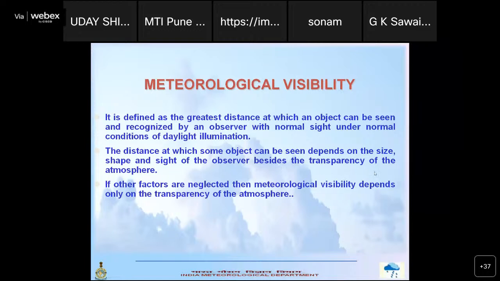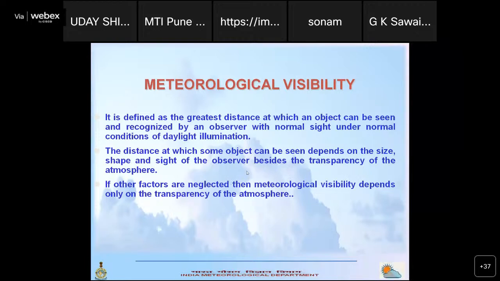Besides that, there is the transparency of the atmosphere. If the atmosphere is clear, you will see the object from a far distance also. If there are any particles, dust particles, rain particles or fog particles, hydrometeors, they will reduce the transparency of the atmosphere and the visibility. Then you will not see that object clearly.